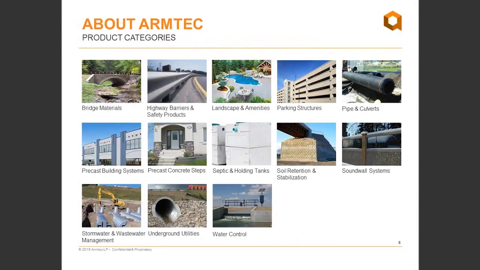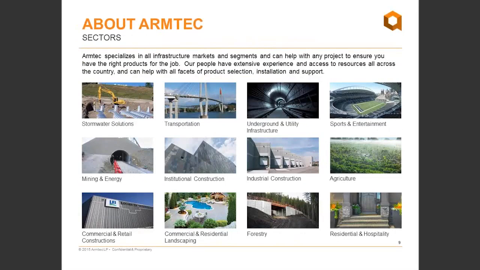As you can see, Armtec offers products in a wide range of categories, including precast products such as building systems, parking structures, and sound wall systems. On the drainage side of the business, we offer engineered steel bridge solutions, soil retention systems, highway safety products, and of course, related to today's presentation, pipe and culverts, stormwater management systems, and much more. We serve numerous sectors from municipal to forestry and mining and energy. More about how we service these sectors can be viewed on our newly revamped website or through discussion with one of our experienced sales representatives.